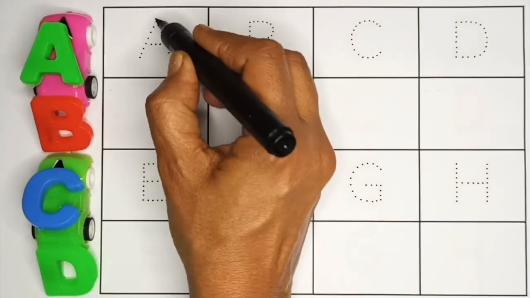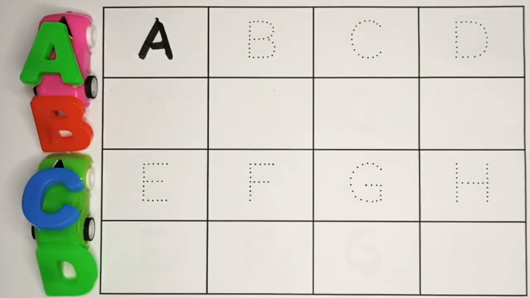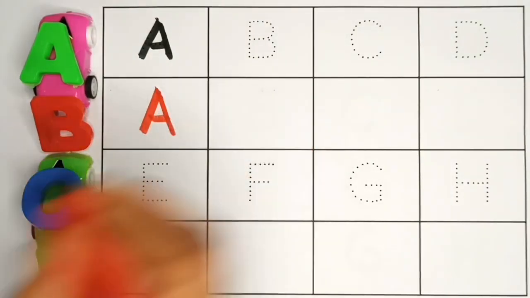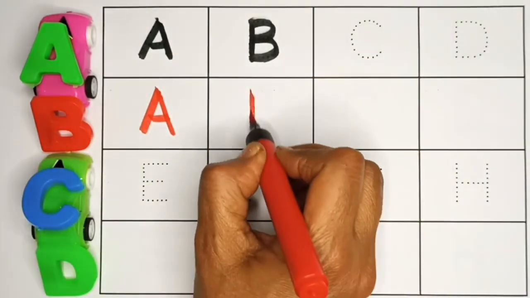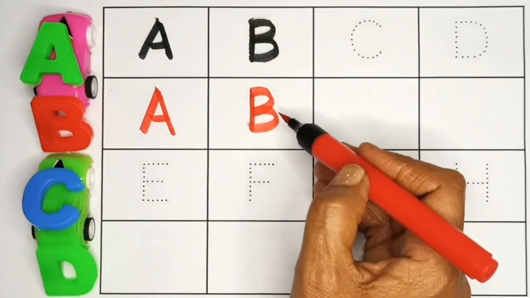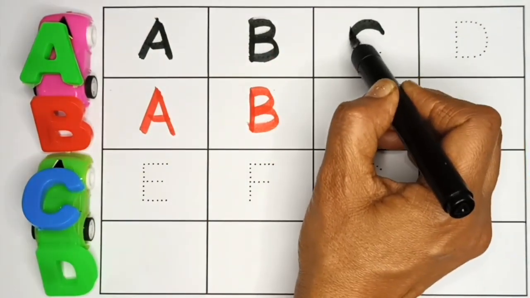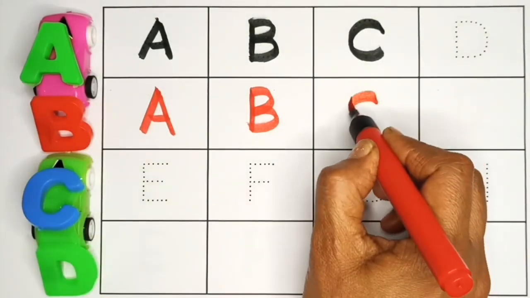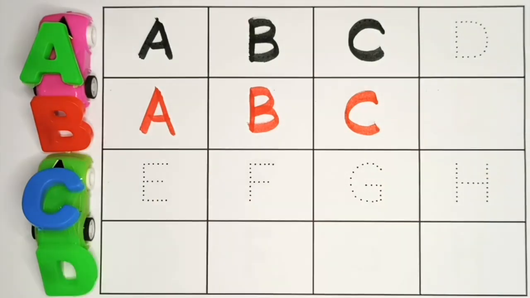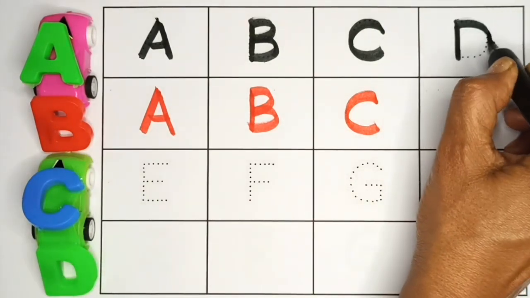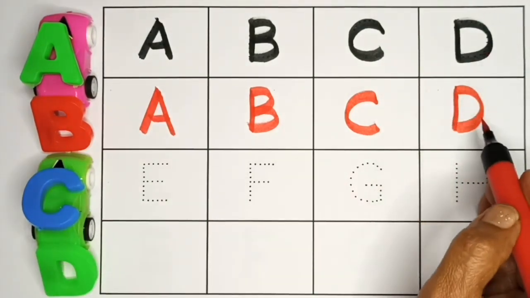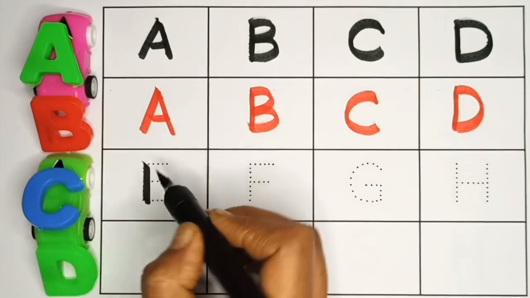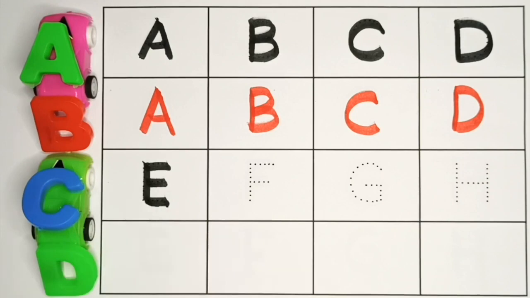A, A for apple. B, B for ball. C, C for cat. D, D for dog. E, E for elephant.